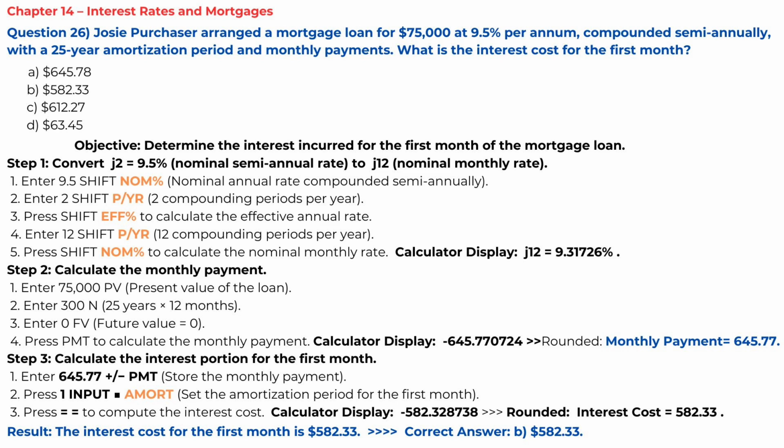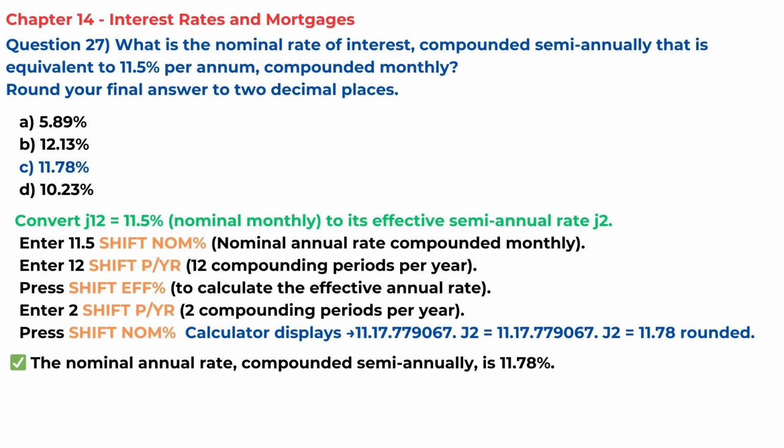Final step. Set the amortization period for the first month. 1. Input, shift amort. Calculator displays per 1 minus 1. Press equal sign twice to compute the interest cost. Calculator displays -582.328738. Result. The interest cost for the first month is $582.33. Correct answer B, $582.33.